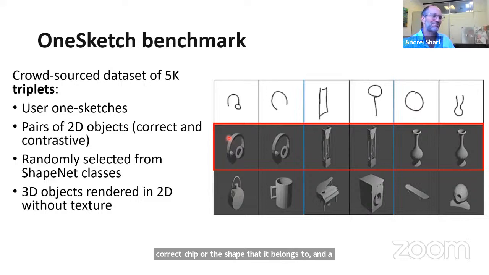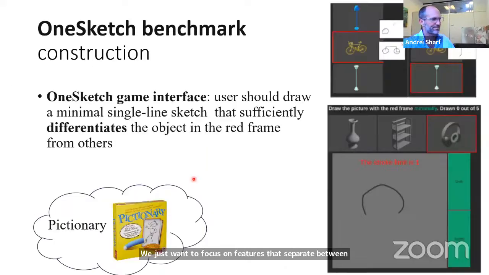And by doing this differentiation between a shape and its pair, we were able to focus only on meaningful semantic features. So it's not that we want to draw the exact shape. We don't want to draw all the details. We just want to focus on features that separate one shape from another. And the pairs are random. The shapes are from ShapeNet.